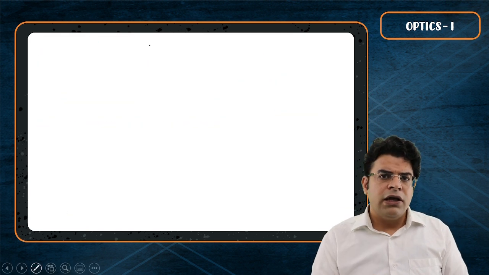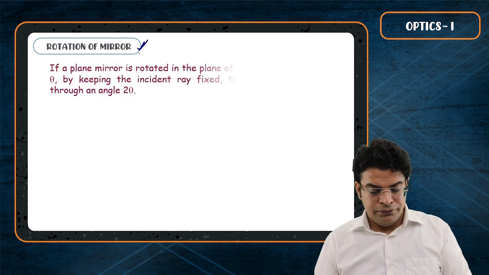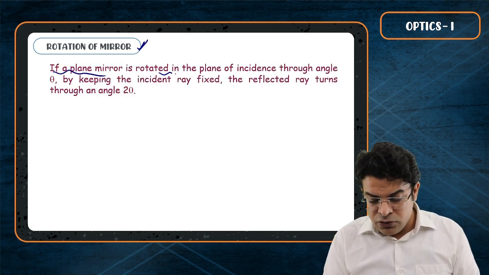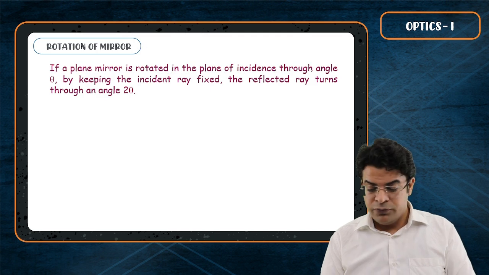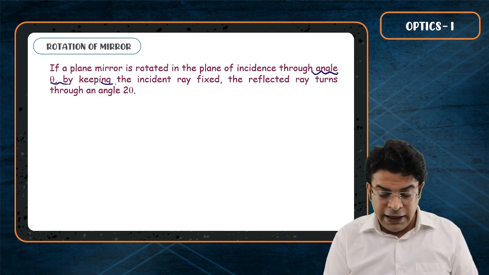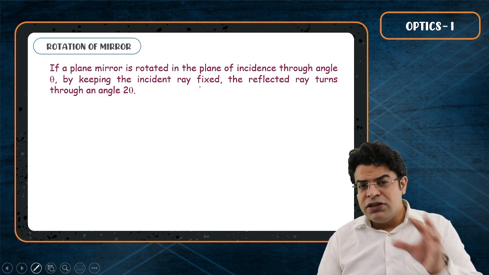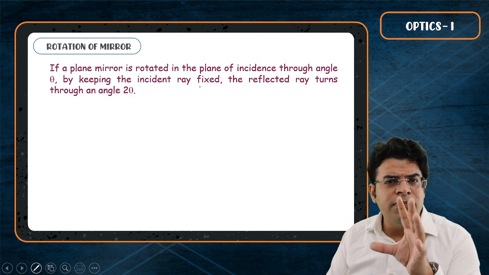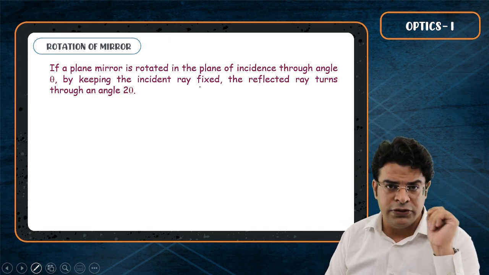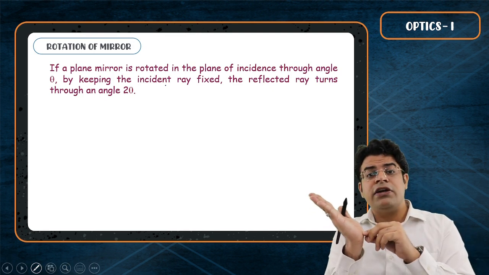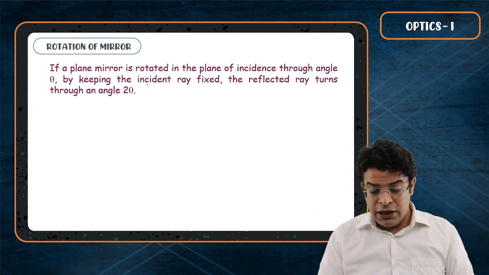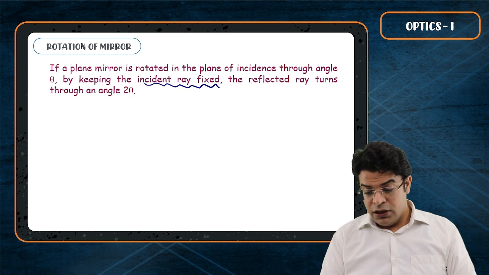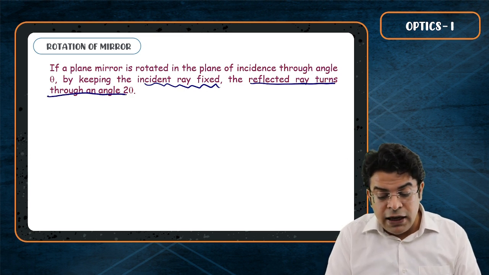Now let's talk about the rotation of a mirror. If a plane mirror is rotated in the plane of incidence through an angle theta, keeping the incident ray fixed, now this is the problem. Students remember a result but do not remember when to use it. So here, when the mirror is rotated by an angle theta, keeping the incident ray fixed, the reflected ray turns through an angle 2 theta.